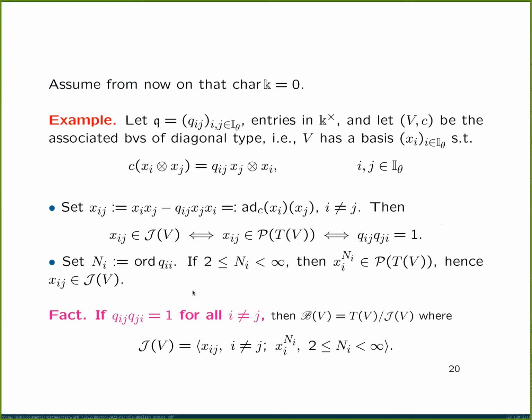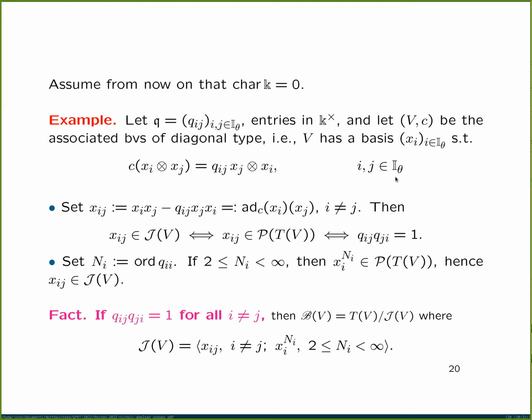I will give an example, assuming that the characteristic is 0, which I will assume from now on. So I look at a braided vector space of diagonal type. I repeat the definition I gave before. I have a matrix q, whose entries are non-zero scalars, and V is the braided vector space which has a basis x_i, and the braiding written in this basis is c(x_i ⊗ x_j) = q_ij x_j ⊗ x_i for any i, j in the index set.